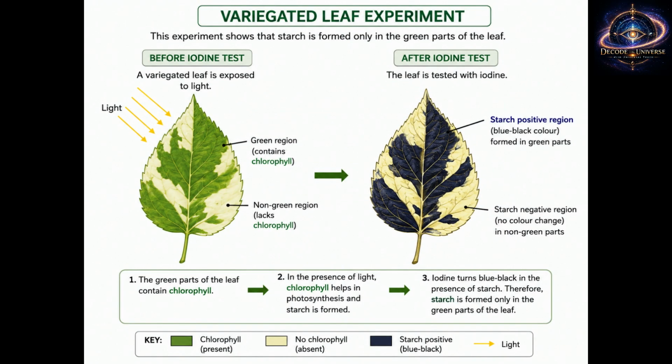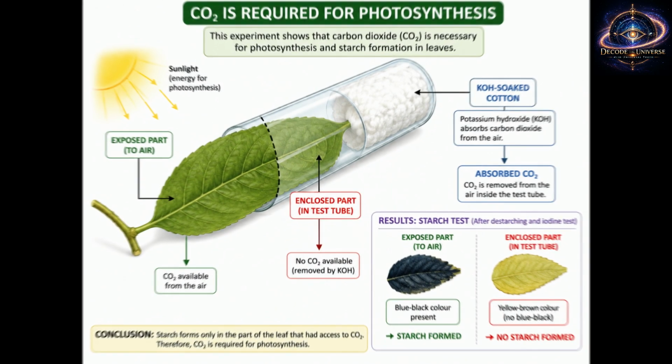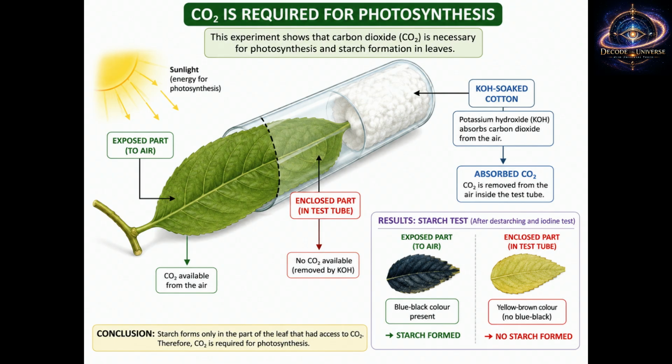They use sunlight, carbon dioxide, and water to prepare glucose. This process is called photosynthesis. Without photosynthesis, no food chain, no oxygen, and no life as we know it. So today, let us understand this chapter like a story inside a green leaf.